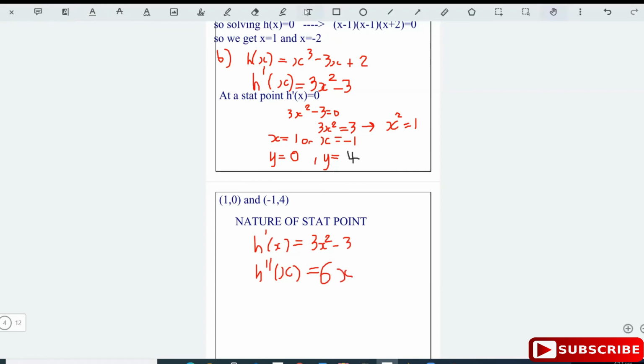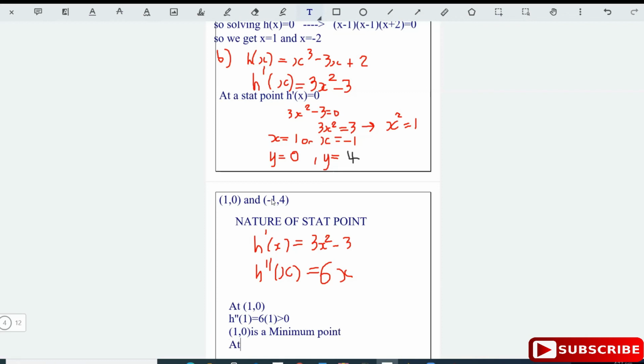Now that we have the second derivative, remember, what do we use the second derivative for? We need to evaluate the second derivative at these 2 points. And so let's start with (1, 0). At (1, 0), we notice that h double prime of 1 is equal to 6 times 1, which is greater than 0, because that is 6. And so that means that (1, 0) is a minimum point.